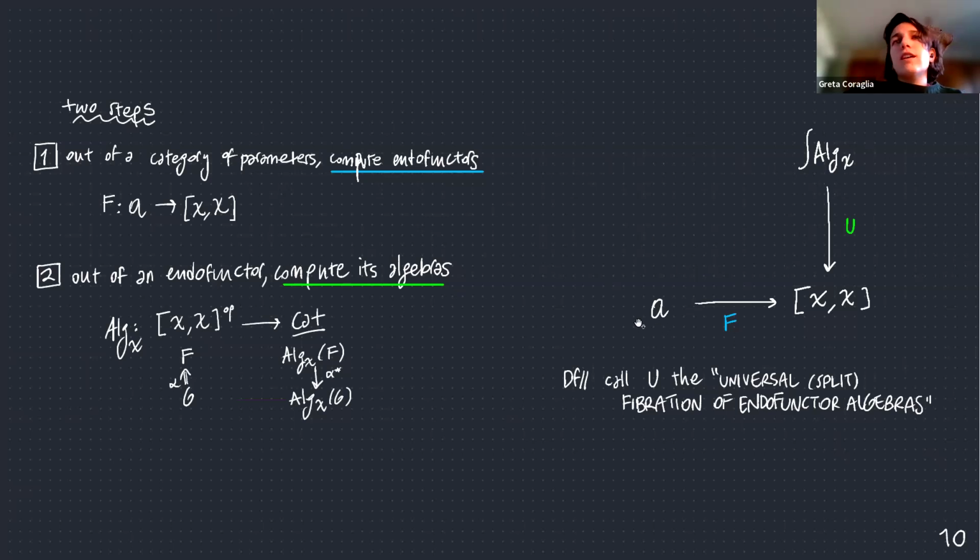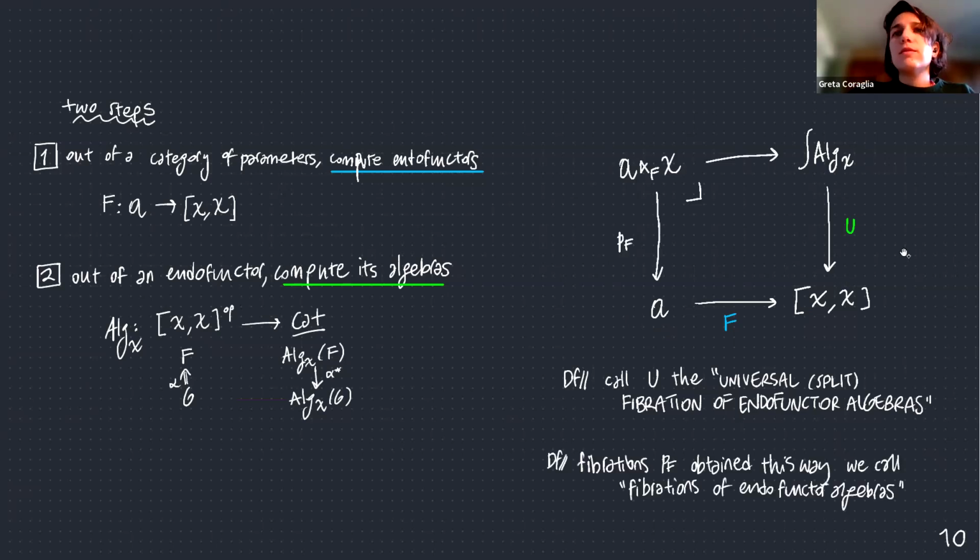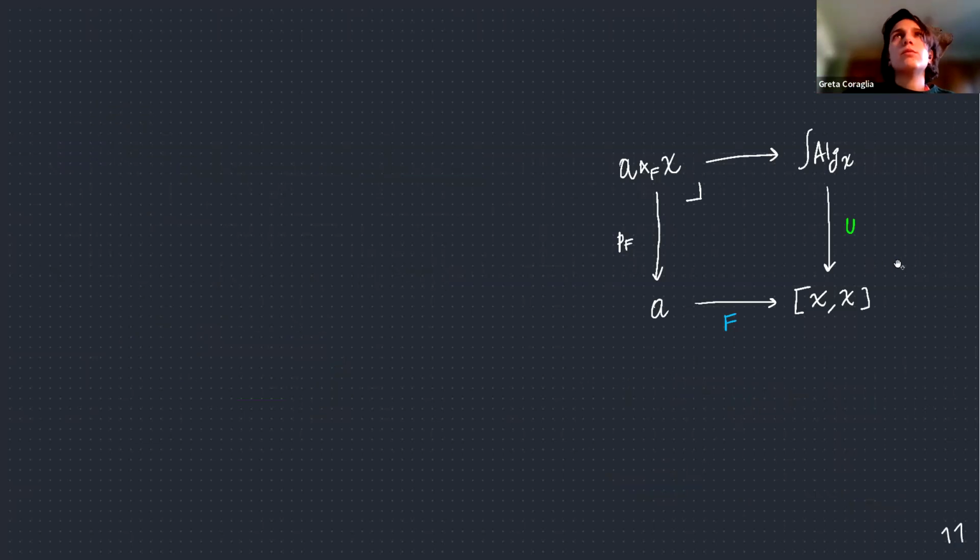Of course, when category theory sees two arrows directed this way, there's only one thing you can do, and that's precisely computing its pullback. So this pullback is going to be the object that we will be studying. This P_F induced by F, and with this universal U here. And we call fibrations obtained this way fibrations of endofunctor algebras. I know it's not very creative and quite long, but if you have better suggestions for this, I think everybody will be very appreciative. Okay, so two simple ingredients. Let's see what we can cook from it.